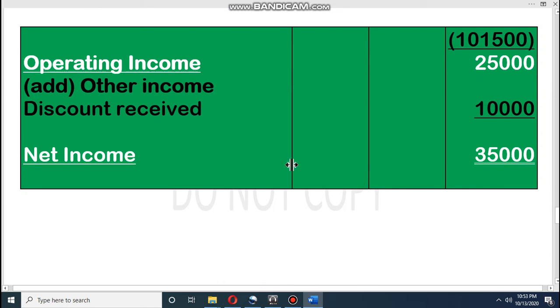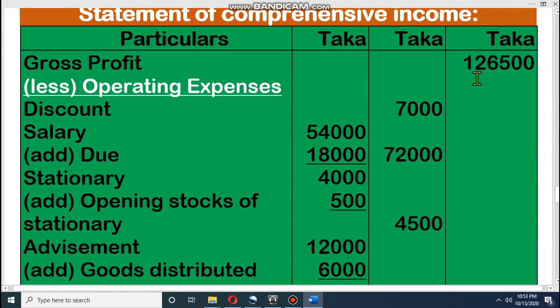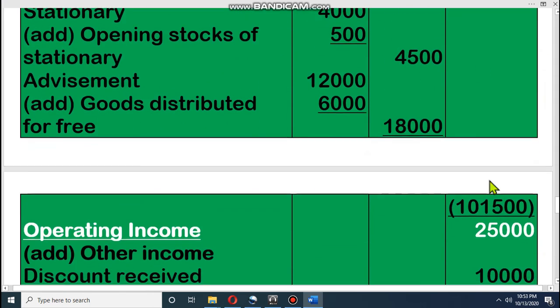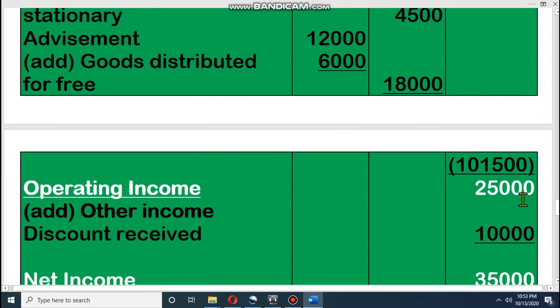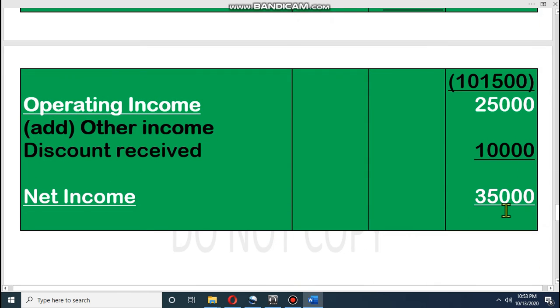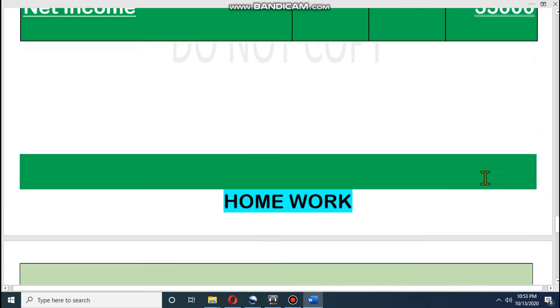Dear student, if there is any other operating expenses, we have to subtract. But we have seen that in this math there is no other expenses. So our formula is gross profit less operating expenses, it is operating income, add other income, it is net income. I hope all of you understand.